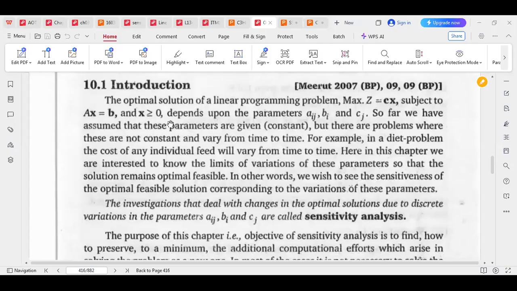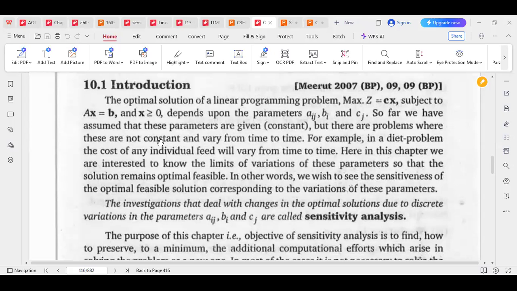The optimal solution of any linear programming problem, maximize z equals cx, where c is the cost vector and x is the decision variables, subject to the constraint Ax equals b, where x must be non-negative, depends upon the parameters: the coefficient matrix Aij, the requirement vector Bi, and the cost vector Cj.